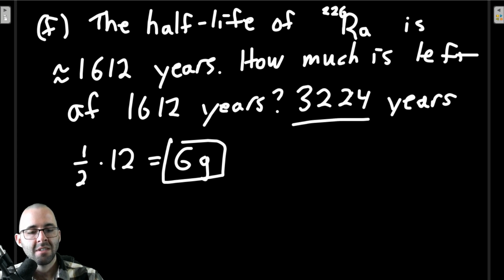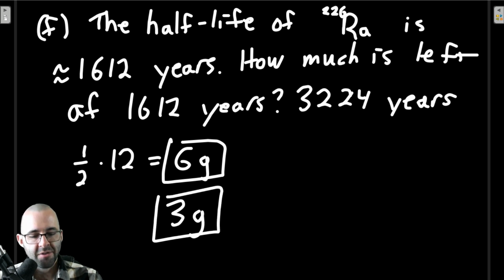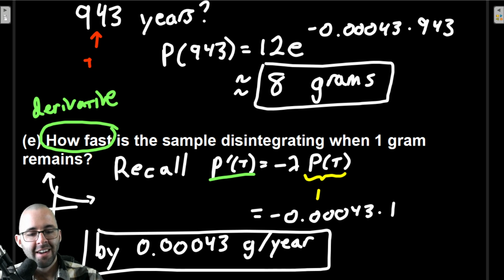After 3,224 years, that's another half-life. Another half-life means another half decays. So the next answer is going to be 3 grams. And then after another half-life, 1.5 grams. After another half-life, 0.75 grams, etc. So remember that comment I made earlier? It starts decaying slower and slower as time goes on, which is why when there's only 1 gram remaining, it really is decaying at a snail's pace.